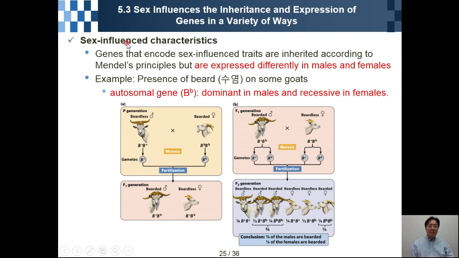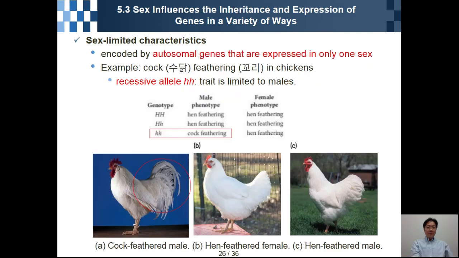Sex influences the autosomal gene, large BB, so this is dominant in males and recessive in females. So we have to think about the male cases or the female cases. In this slide, we will see the sex-limited characteristics. This is also encoded by an autosomal gene, located in an autosomal chromosome, not a sex chromosome, but expressed in only one sex.